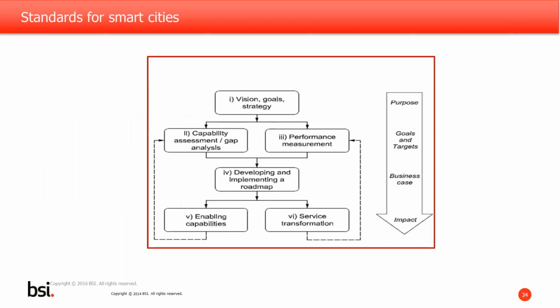So this is broadly speaking the roadmap for the smart cities standards suite. Starting at the very top with a vision, goals, and strategy approach, looking at assessing those capabilities and the gap analysis. Being able to measure performance is going to be a key element of activities at a smart city level. And then off the back of that, developing and implementing a roadmap of activities to enable that smart city environment to grow and improve. And then off that, you'll have your enabling capabilities and your service transformation as a result of that.